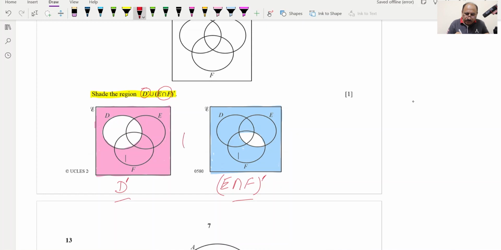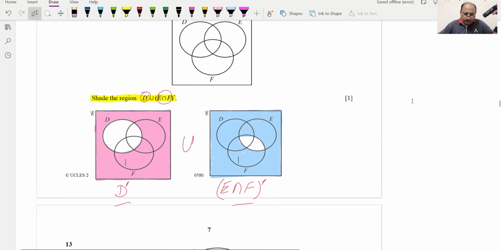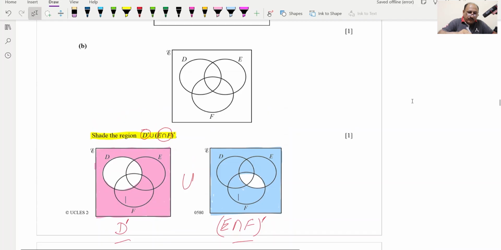Now we have to take the union. Union means whatever is shaded in any of these two diagrams, that we will be including. Now we will be including the shading, whatever is shaded in any of the drawings. If you see, only this portion is not shaded in both.